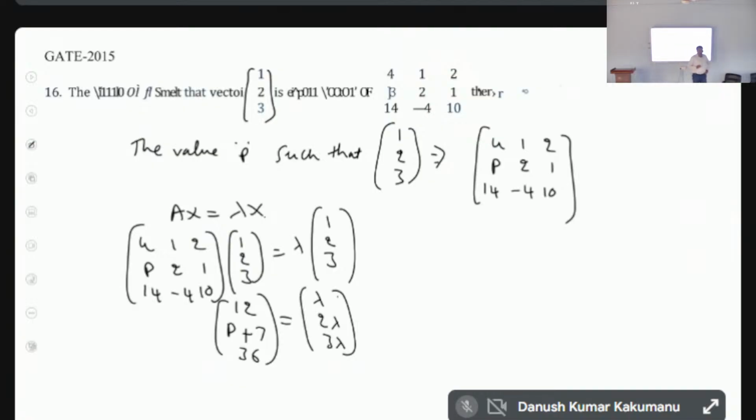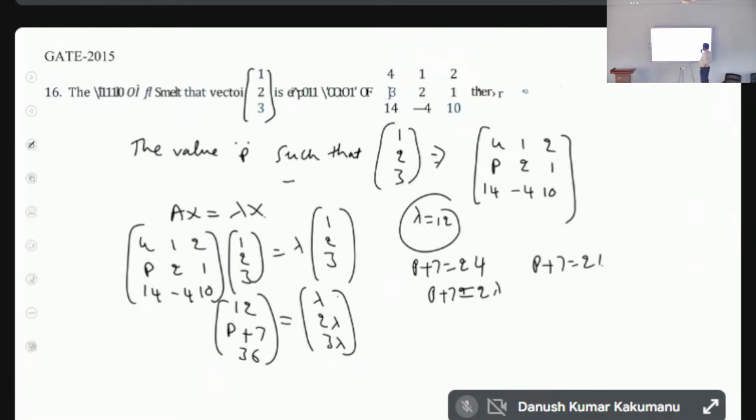What is the question asking? The p value is what? What is the value of p? Lambda equals what? 12. Lambda equals 12. P plus 7 equals 24. P plus 7 is 2 lambda, so p plus 7 equals 24. P equals what? 17 is the answer. P equals 17.